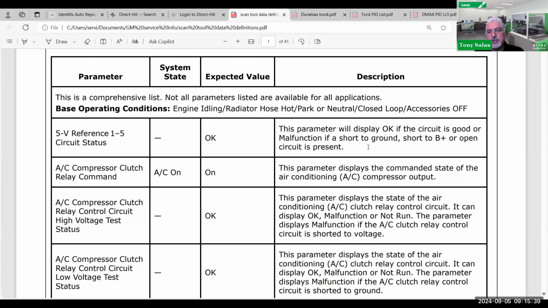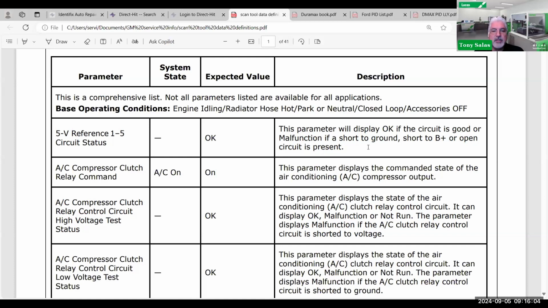And in this case, when you look at PID data now, you're going to see the OK, not OK signals now on the PID list. So when you look at the 5-volt reference 1 through 5 circuit status, obviously we're going to have to look at the wiring diagrams to know which we are referring to, but I'm betting it's mass airflow, MAP, ECTs, ambient air temps and so on. So in this case, that use 5-volt reference.